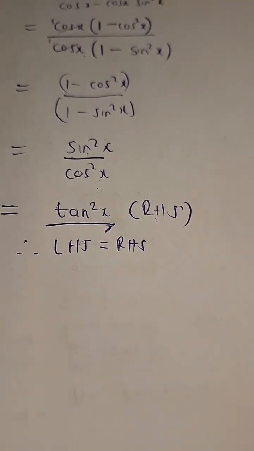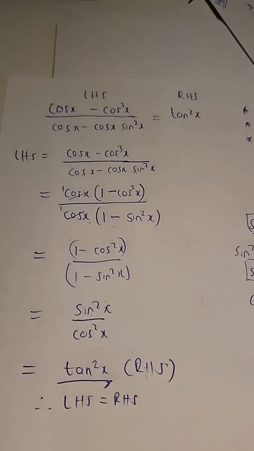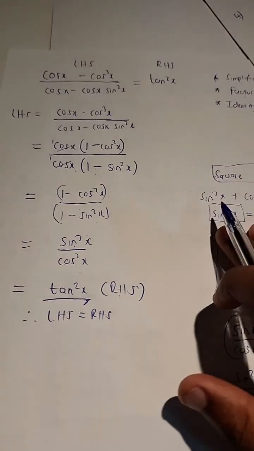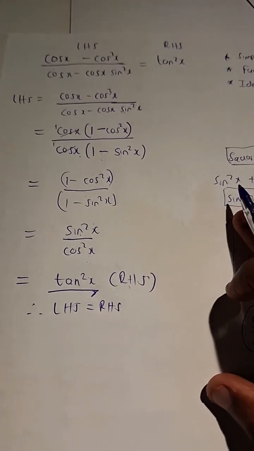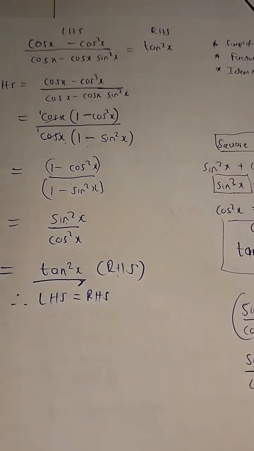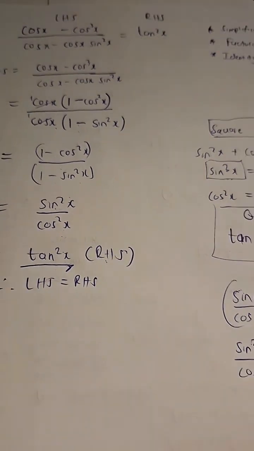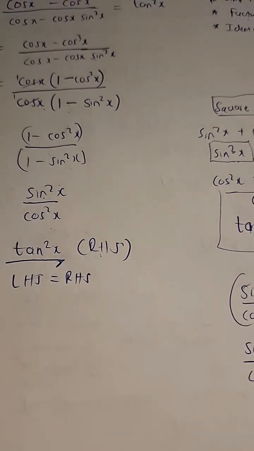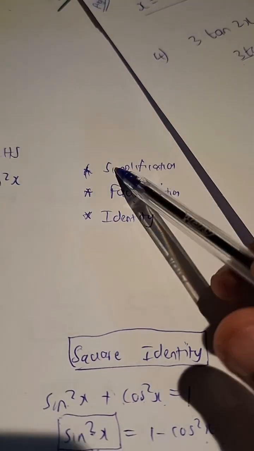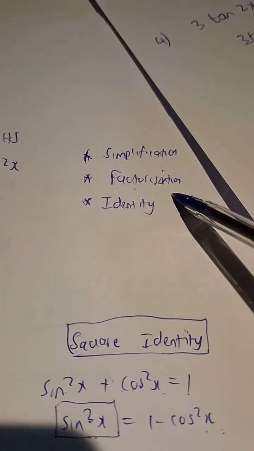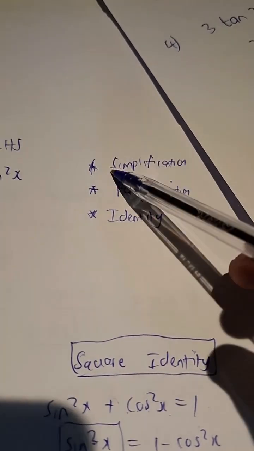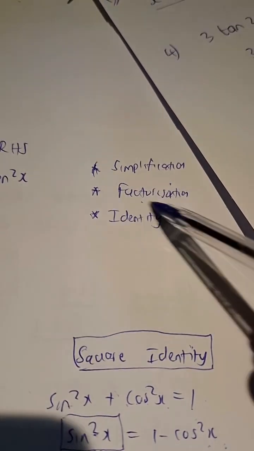That's why I'm saying to you, 3 important strategies: simplification, factorization, identity. Simplification, when it's been exhausted, you move on to factorization, in that order. When factorization has been exhausted, you go back and check, is there simplification? If there's not, you check, is there factorization? If there's not, then you go to identity.